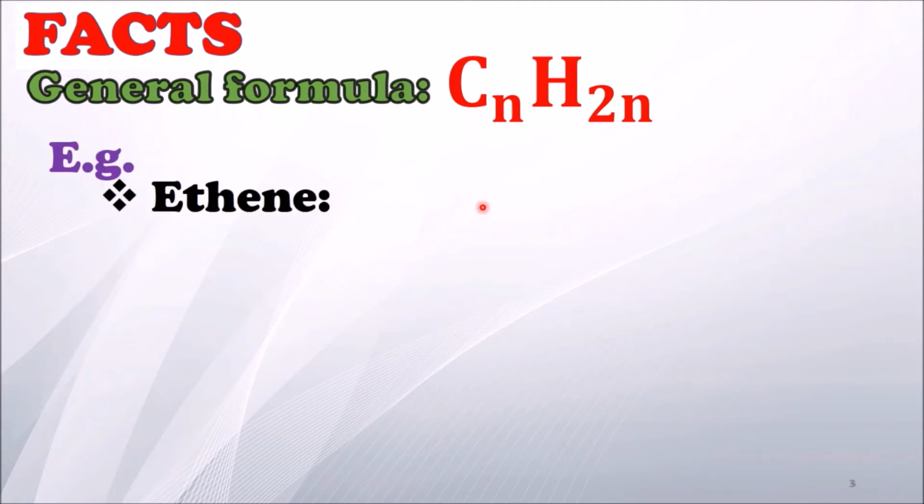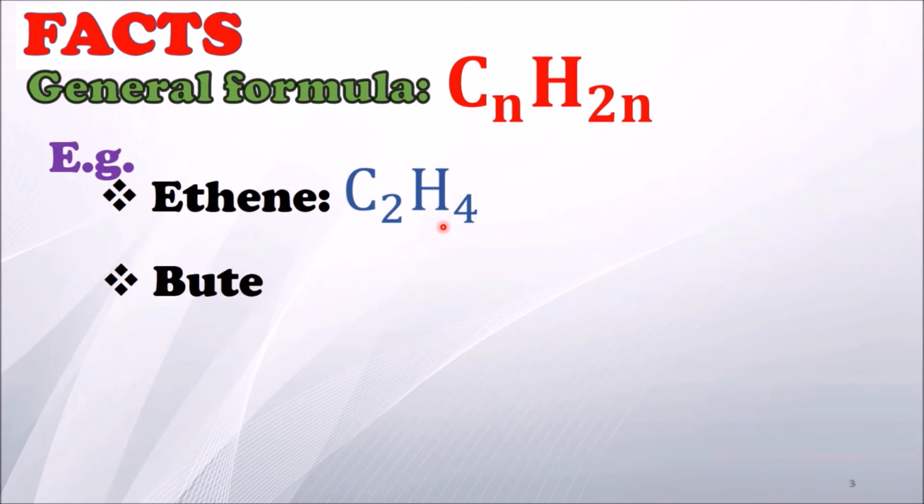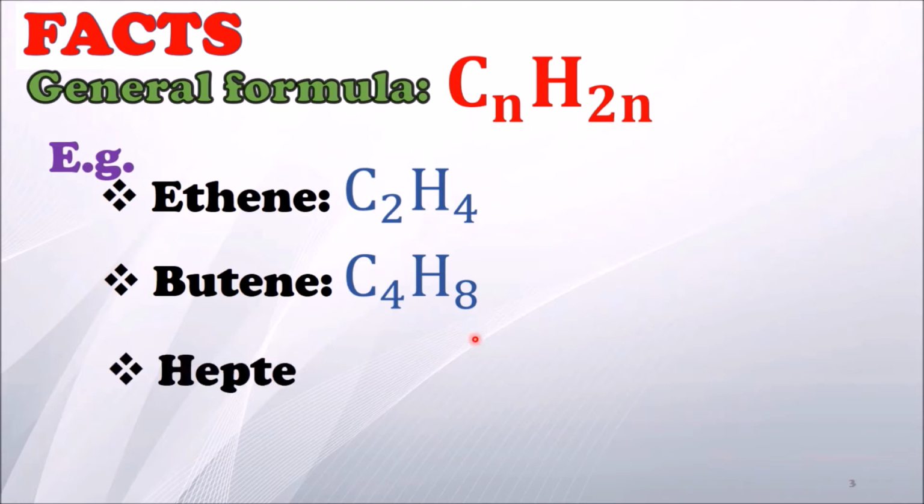For example, ethene, C2H4, that's the molecular formula. Butene has the molecular formula C4H8, and then heptene, C7H14. So when you look at all these three critically, you realize that they agree with the general formula CnH2n.